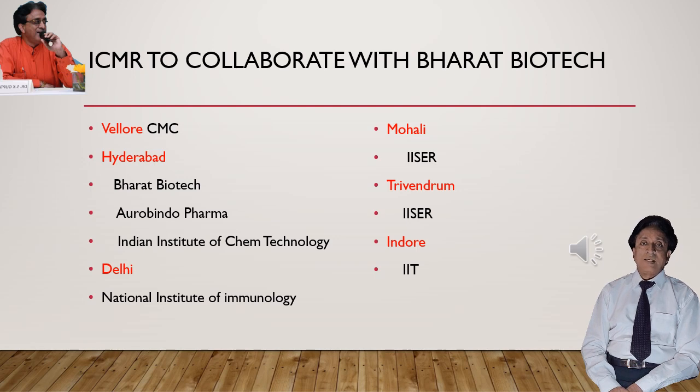This slide shows the other important companies, and among them, most important is Bharat Biotech, which is situated in Hyderabad and has one of the largest capacities in the world to produce vaccines.